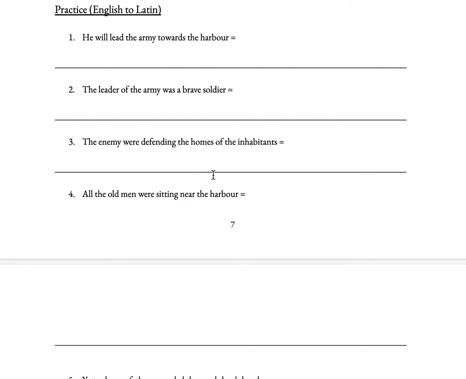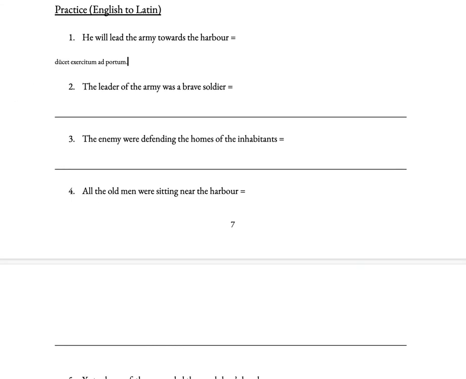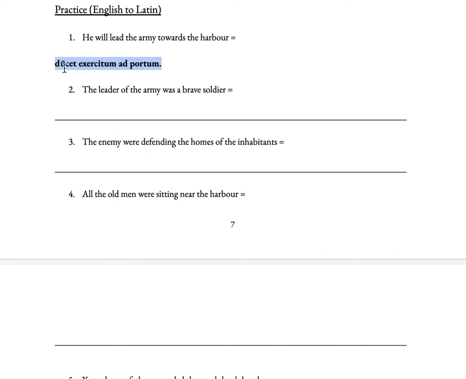So, in number one, you have he will lead, okay, so that's ducere, to lead. The future is ducam, duces, ducet. So ducet, he will lead the army, exercitum. I'll paste it into the Google Doc in a moment. The army, exercitum, accusative case, towards the harbour, ad portum. Okay, so you would have something like this.